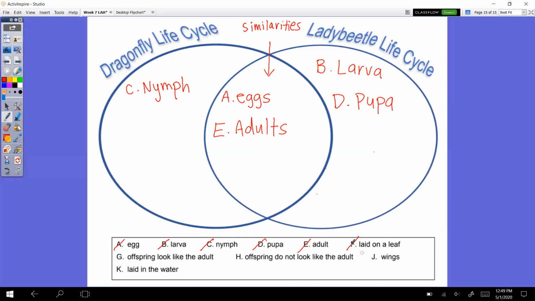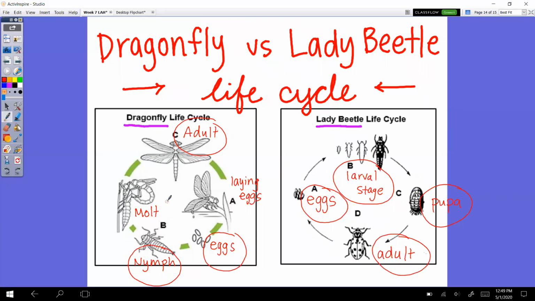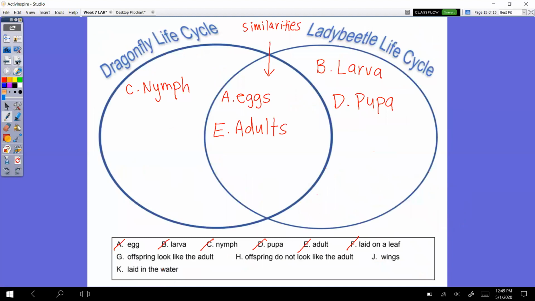Let's talk about answer choice F, laid on a leaf. Okay, dragonflies, if you look back on the previous slide, there is some water right here. And where does it look like the dragonfly is laying her eggs? Underneath water. And we've already learned that lady beetles lay their eggs underneath the backside of leaves. So that's one thing that they have that's not similar as well. A lady beetle lays her eggs on a leaf.